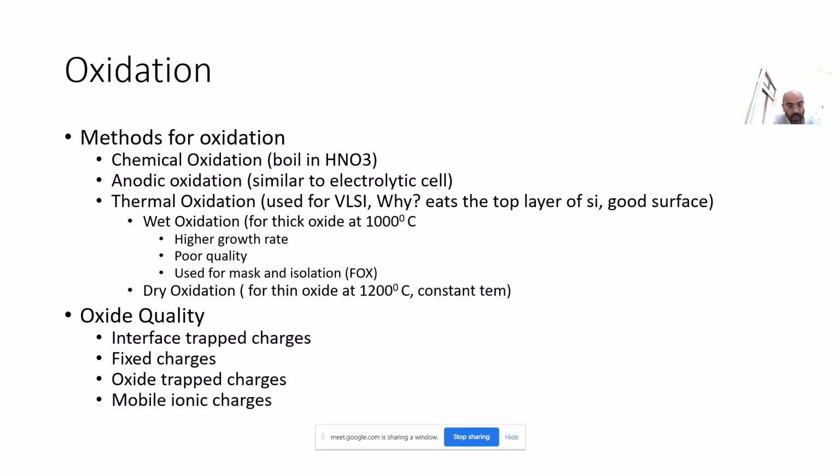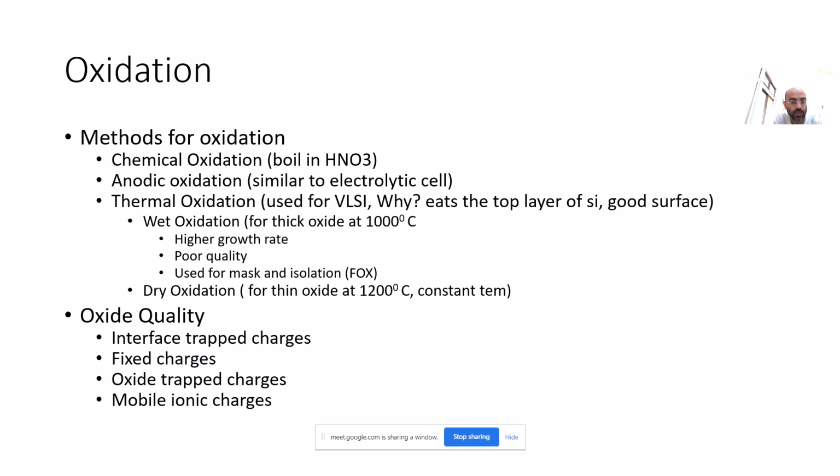The thin oxide should be very fine and should have a very high breakdown voltage as well. It should have the ability to withstand thermal stress and electrical stress. Okay, so the other method is dry oxidation. So in thermal oxidation, we use wet oxidation, and the other one is dry oxidation.